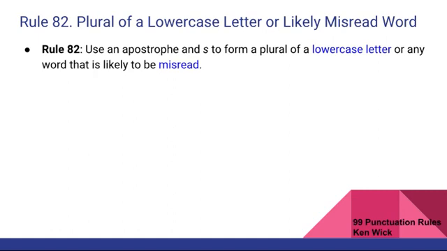So Rule 82 is you use an apostrophe and s to form the plural of a lowercase letter or any word that is likely to be misread. This lowercase letter rule is similar to the previous rule of lowercase abbreviations. The problem is if you don't have the apostrophe, you just have a string of lowercase letters.